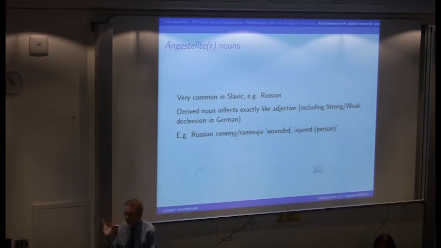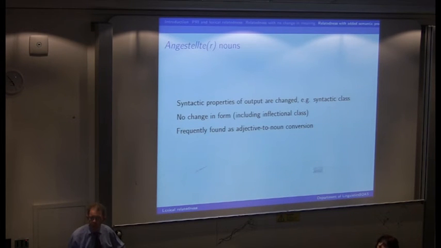This happens in other languages, not just German. Russian has it as well. So you just take an adjective that can denote a person, and use it to mean that person. And it's really quite systematic. And so what's happening here is that you change the syntax, but you don't change the form. It's still an adjective. It looks exactly like an adjective. But in the syntax, it behaves exactly like a noun.